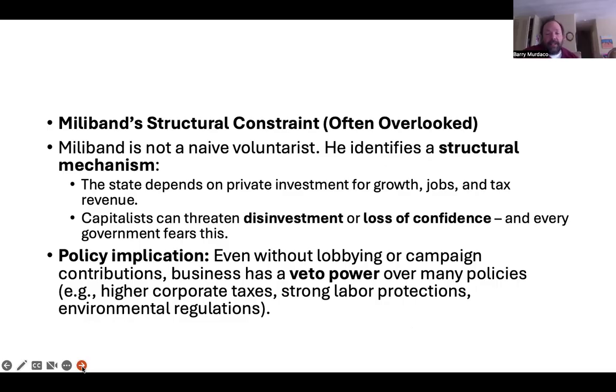He does identify a structural mechanism. The state depends on private investment for growth, jobs, and tax revenue. Capitalists can threaten disinvestment or loss of confidence, and every government fears this. So there is a pre-existing structure which constrains what the government can do, even if officials in the government aren't sitting there figuring out ways in which they can do the bidding of capitalists.